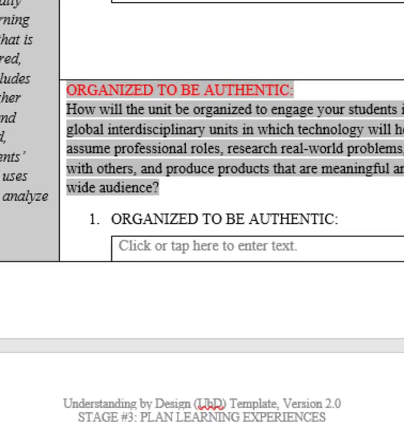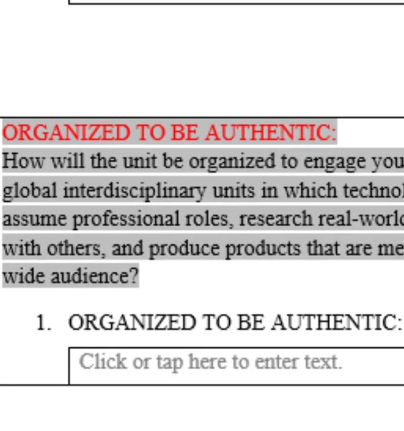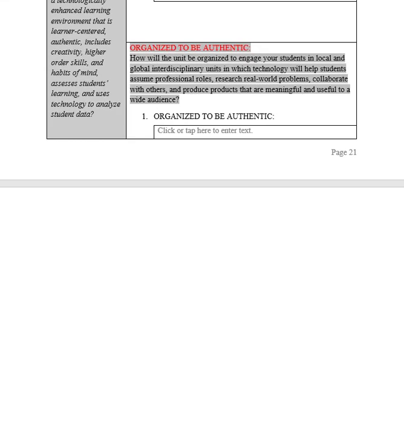The next section is organized to be authentic. If a unit is organized to be authentic, it will engage students in technology that will benefit them in the real world. This could be teaching them how to use certain software or teaching them how to conduct proper research using technology. Ultimately, your unit should help prepare them for professional situations. Here is where you will explain how your unit will incorporate technology in a meaningful way that will be useful for your students in the future.